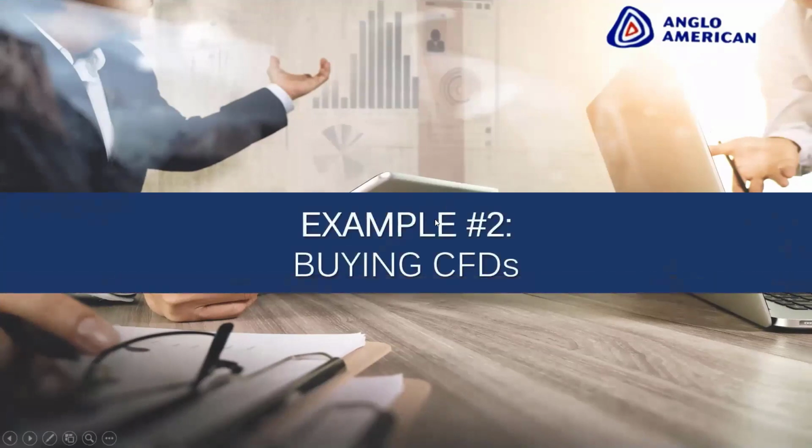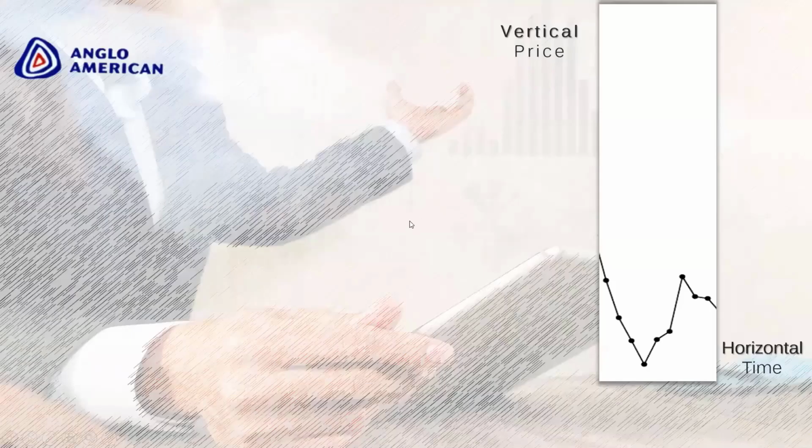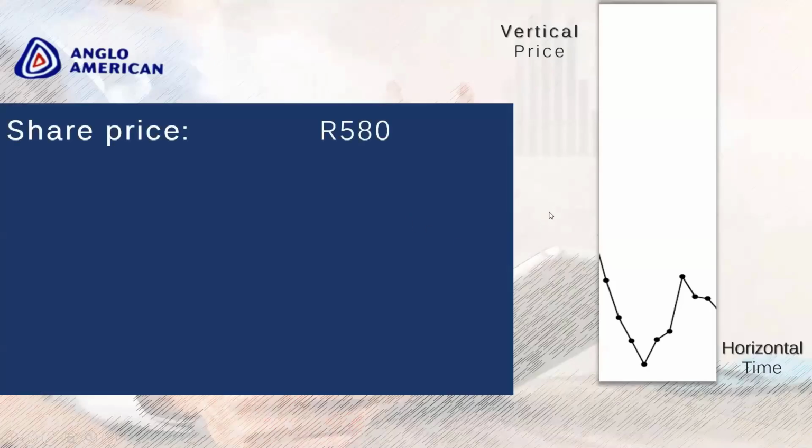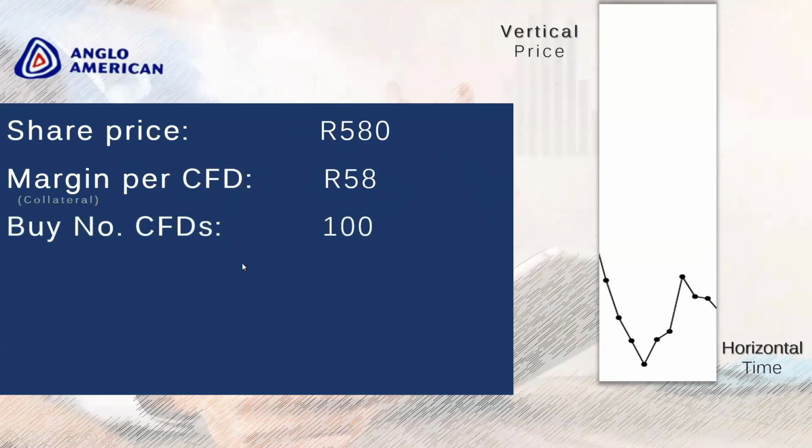Now let's go into the example of buying CFDs. Exact same example. So Anglo-American, the share price is at 580 Rand. The margin per CFD, according to your broker or market maker, is 58 Rand per CFD. Okay. So you want to buy 100 CFDs. You want to be exposed to 100 shares worth of Anglo-American, but not pay that full amount.